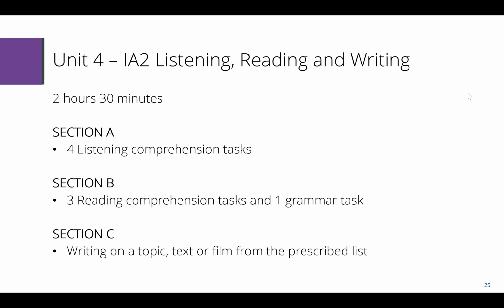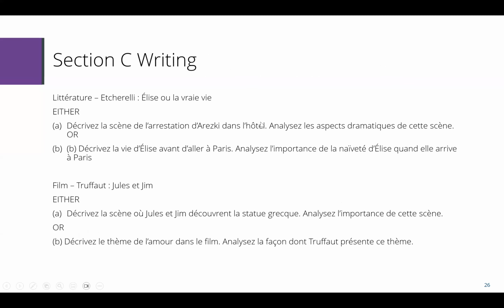Anyway, to progress, I've just put 2 examples there, one of the literature. Each time, whether it's geography, history, literature, or a film, for the one that you have chosen and prepared, they will always have a choice of 2 titles and 2 essay options, and they then need to decide which one to do.